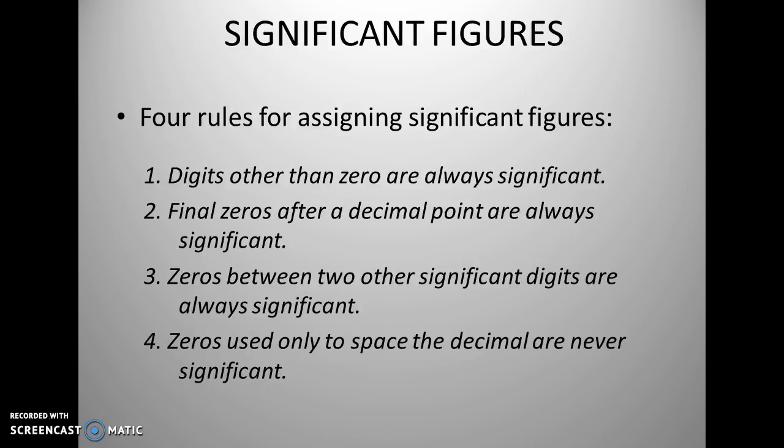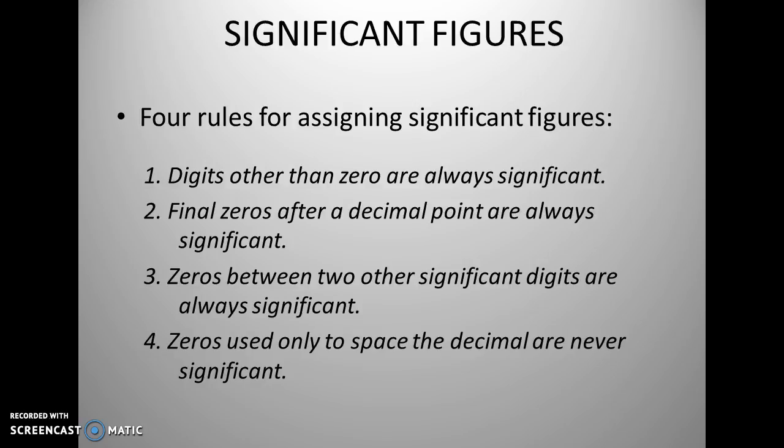Okay, we are tuning in our discussion here on significant figures. We got towards the end. Again, let me go over the rules very quickly. Four rules for assigning significant figures. First one talks about digits other than zero are always significant. That is the numbers 1, 2, 3, 4, 5, 6, 7, 8, 9 individually.